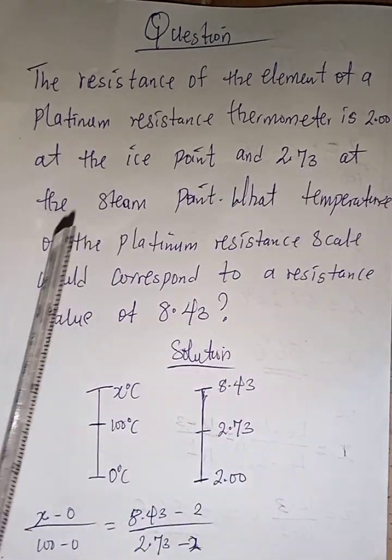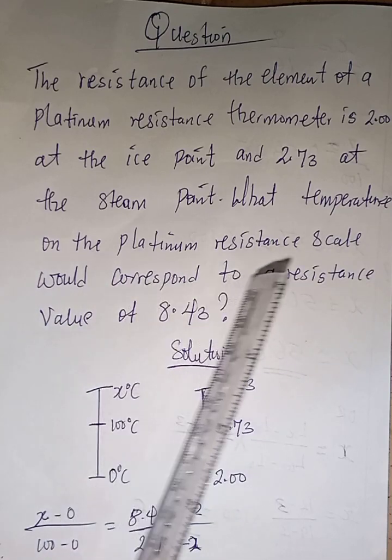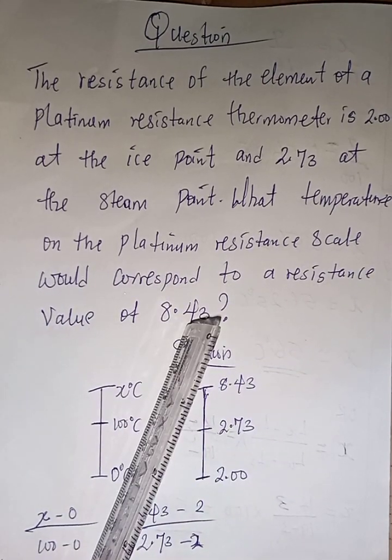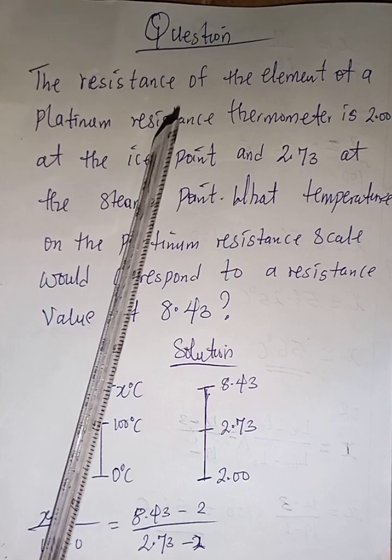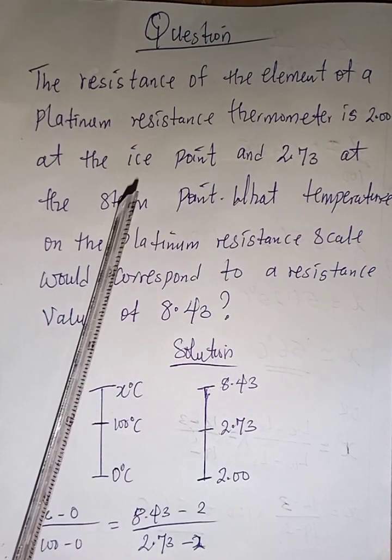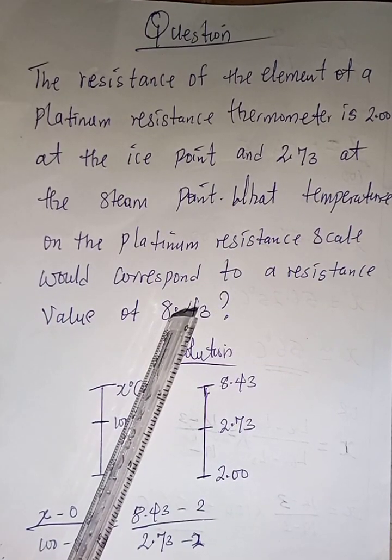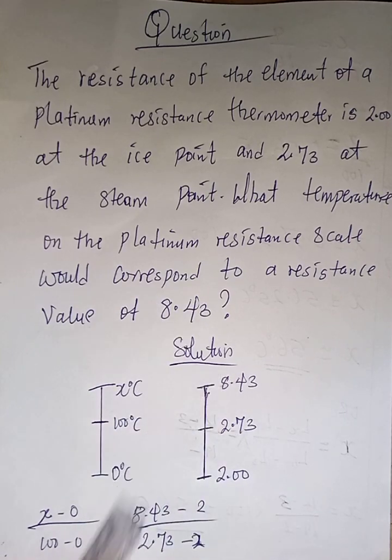What temperature on the platinum resistance scale will correspond to a resistance value of this? If 2 corresponds to 0, and 2.73 corresponds to 100, what will this one correspond to? That's the question. So you draw the two scales.